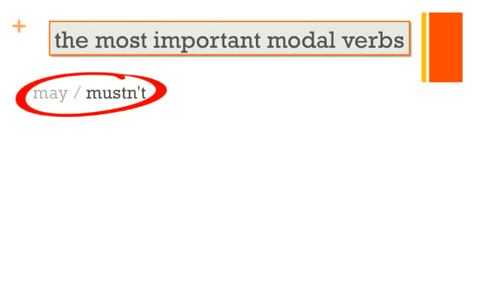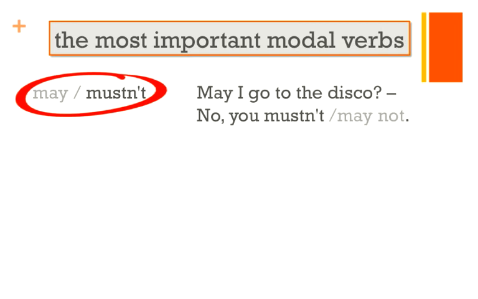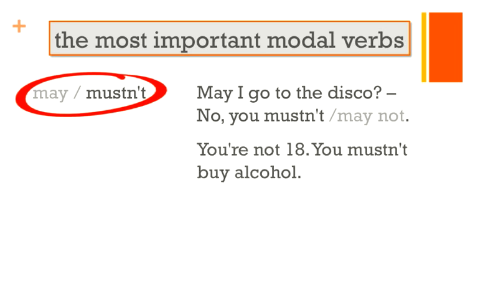Let's continue and talk about mustn't. May actually has 2 different negative forms, may not, as we've just seen, and mustn't. Please be careful with the pronunciation. It's mustn't, so the first T in here is not pronounced. May I go to the disco? No, you mustn't. It's the same as no, you may not. Or you're not 18, you mustn't buy alcohol.